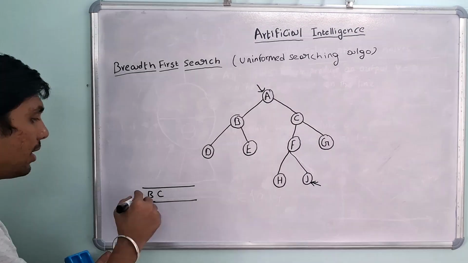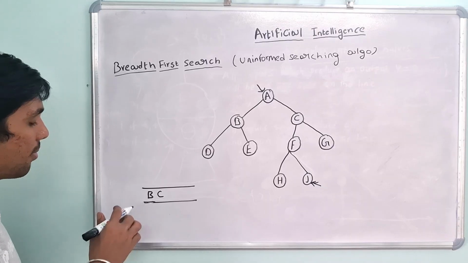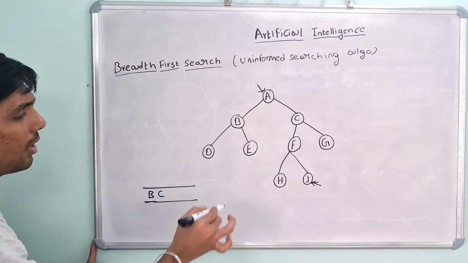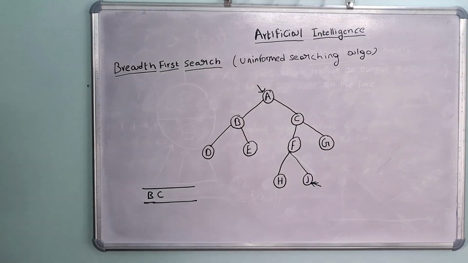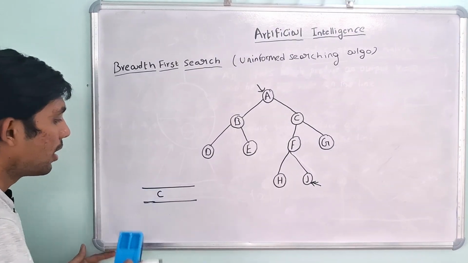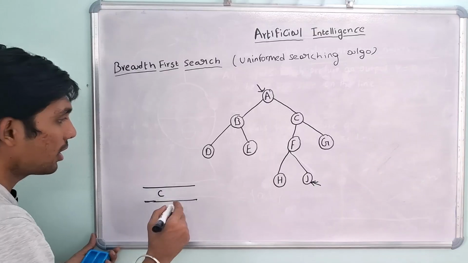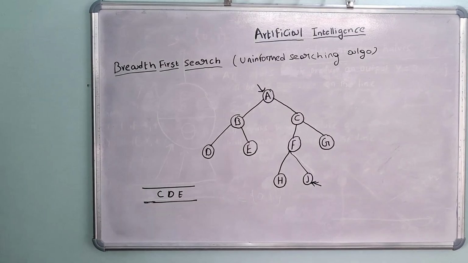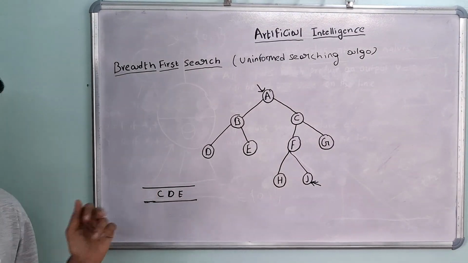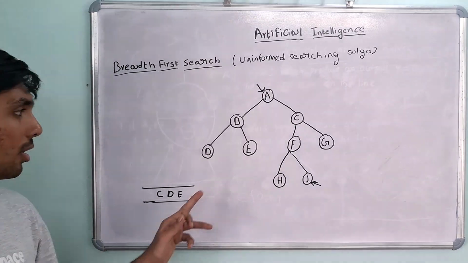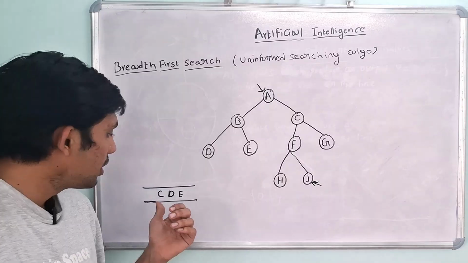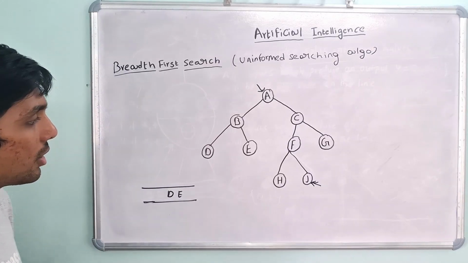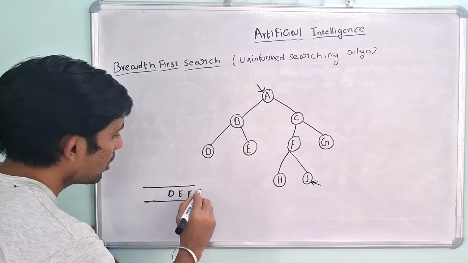Now the element B is next in the queue, so the algorithm explores node B. Node B is not the goal node, so the algorithm dequeues B and enqueues its children into the queue, which are nothing but D and E. Now C is the next element in the queue, so the algorithm explores node C. Again, node C is not the goal node, so the algorithm dequeues C and enqueues its children into the queue, which are F and G.